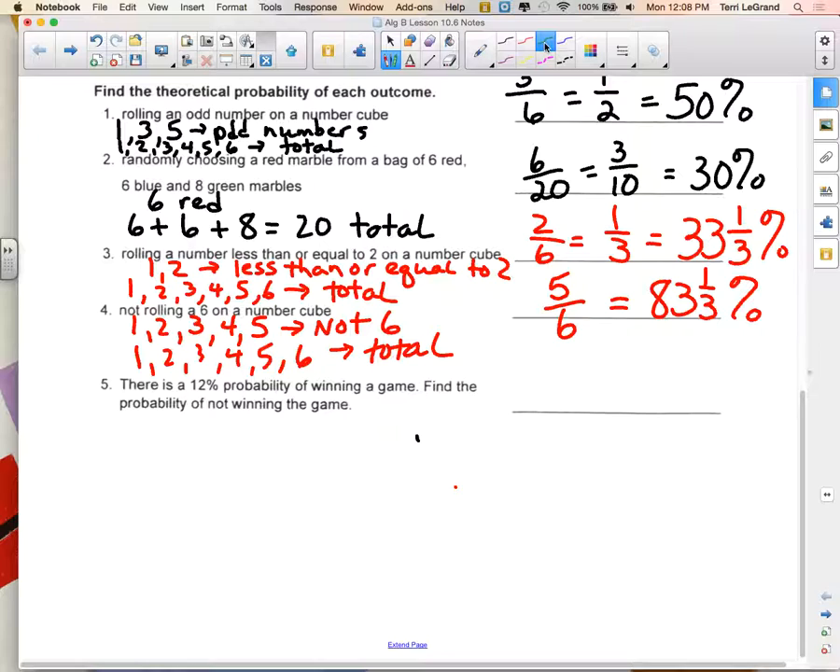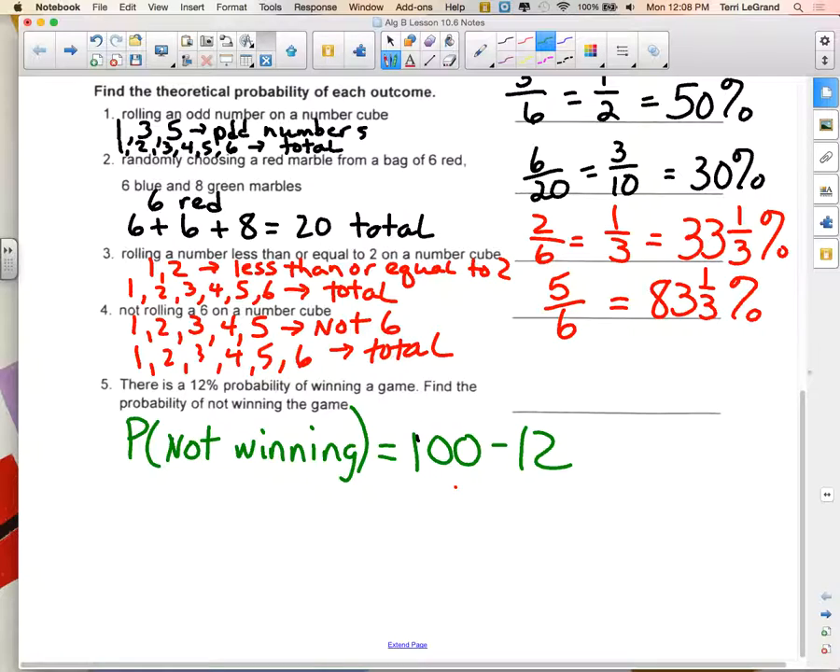Trey? You have to subtract 12 from 100. Yeah, the probability of winning a game. We want the probability of not winning. So we're going to put the probability of not winning equals 100 take away the probability of winning. This is using the complement idea. Either you'll win or you won't win. If you win 12% of the time, then you can take that away from 100. 88%. 88% of the time, you would not win.